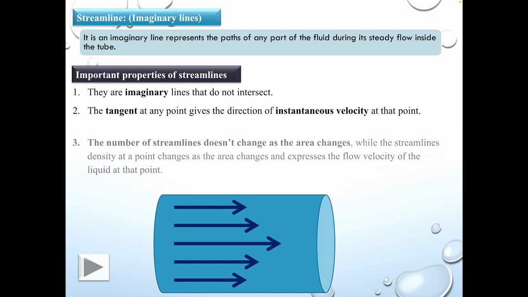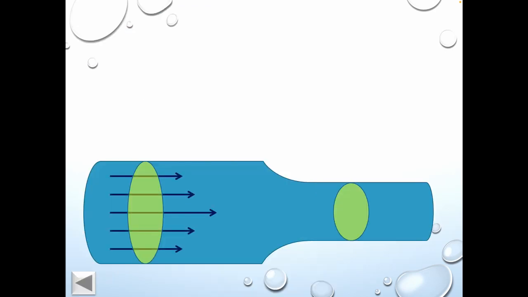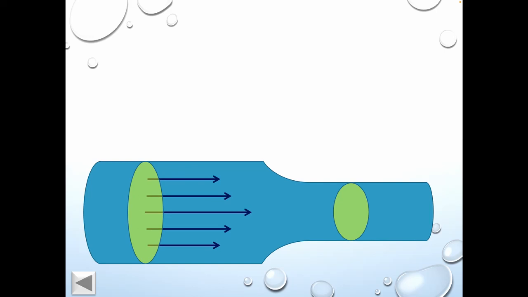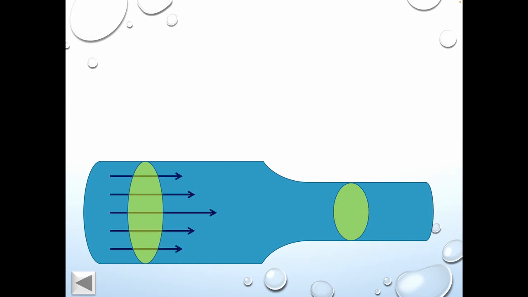Number three, the number of streamlines doesn't change as the area changes. Very, very important part: the streamline density at a point changes as the area changes, and expresses the flow velocity of the liquid at that point. Look here, the area changes from large area to small area. Look at the number of streamlines. The number of streamlines doesn't change, but the density changes.